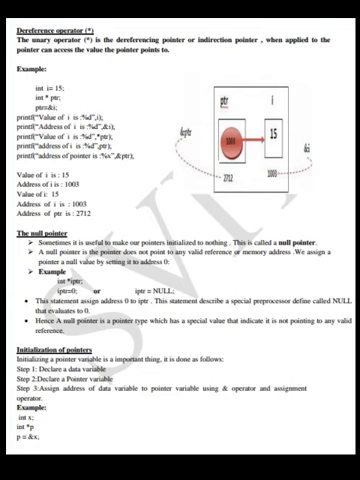Now let us see initialization of pointers. Initializing a pointer variable is an important thing. It is done as follows. Step 1: declare a data variable. Step 2: declare a pointer variable. Step 3: assign the address of the data variable to the pointer variable using the ampersand operator and the assignment operator. See the example.